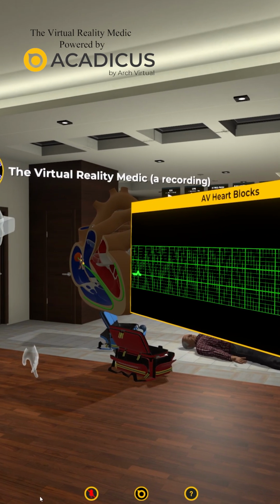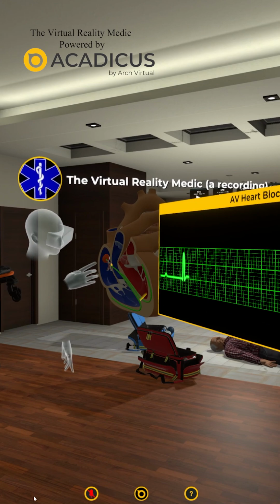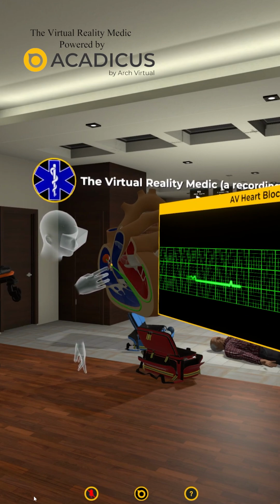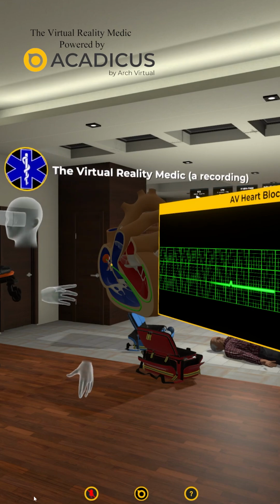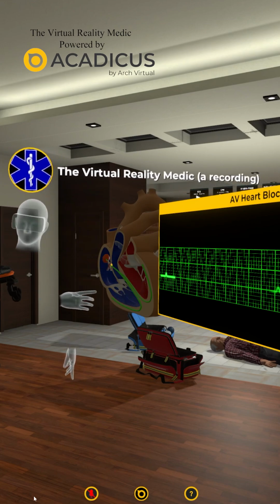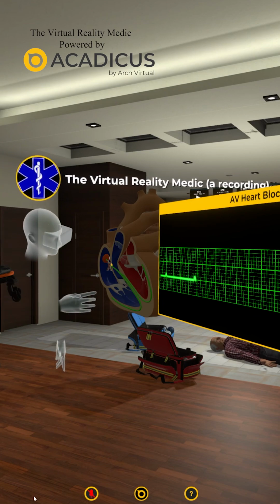Look at this. Here's a third degree. Okay, so the SA node fires and it's blocked. SA node fires, it's blocked. Does it ever go through? No, it doesn't. The SA node fires, there's a complete heart block. That's why some people will call this a complete heart block.